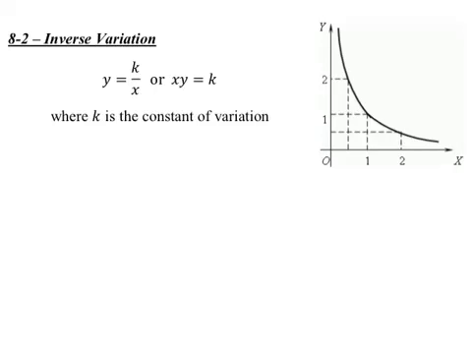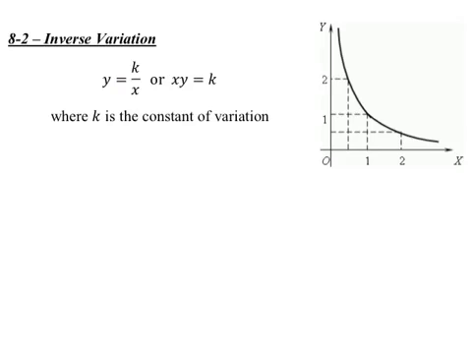Let's take a look at inverse variation here. Inverse variation simply means that as x increases, the y value is going to decrease, or as y increases, x is going to decrease. And we can make the statement that y varies inversely as x, and that's what we're seeing here. Y varies inversely as x.